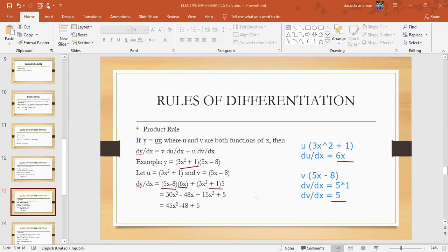So that's it. After that, you use your normal algebraic expression to solve it. So 5x by 6x will give you 30x squared. 8 by 6x will give you 48x. You have your negative there. 5 by 3x squared will give you 15x squared. 5 by 1 will give you 5. And that will land you with the answer: 45x squared minus 48x plus 5.